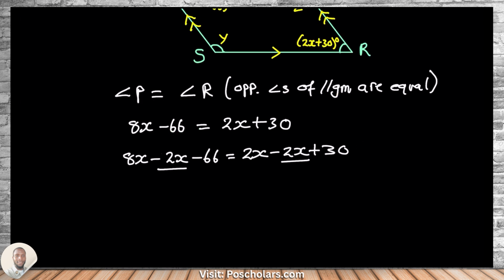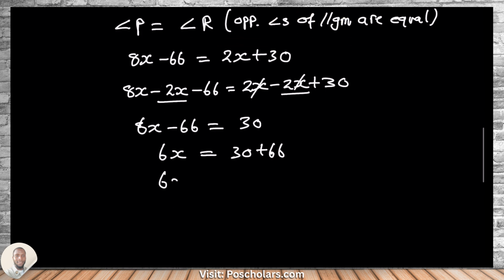So in the left hand side, we are left with 8x minus 2x gives 6x minus 66 equals, in the right hand side, this 2x cancels out, equals what? 30. Next, to eliminate minus 66 from the left hand side, we add 66 to both sides. And when you do that, in the left hand side, you're left with just 6x equals 30 plus 66, right? So 6x equals 30 plus 66 gives 96, right? Next, you divide both sides by 6. And when you do that, you have that x is equal to 96 divided by 6 gives 16 degrees.